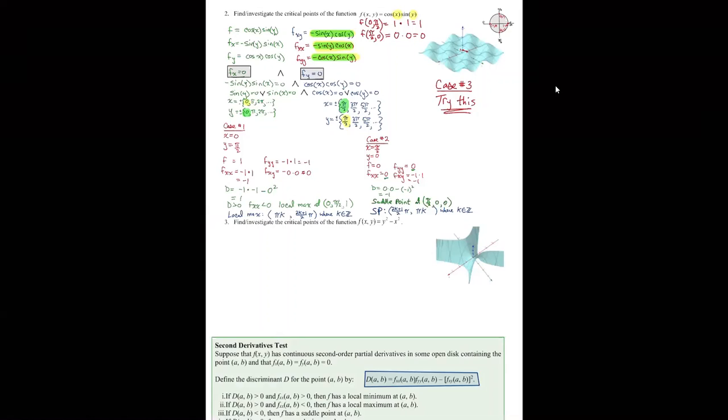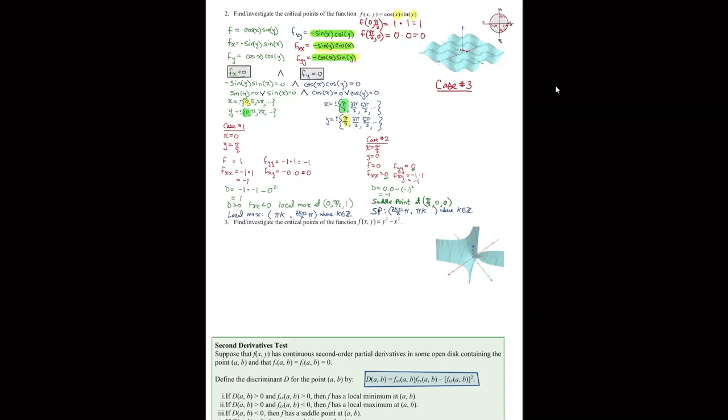Oh, you know what? Before we get to number 3, I see that I have a note here that says try this, case 3. All right, and so it looks like we didn't finish number 2. So let's tackle that one. So I can get rid of this notation.